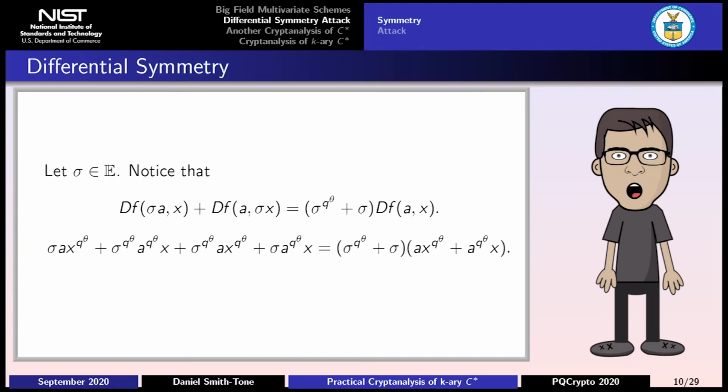The Cstar monomial is special in that its differential satisfies this symmetric relation with respect to elements of the extension field. We can see that the symmetric product of sigma with the inputs of the differential can be factored out. Since multiplication by elements of E is a linear action with respect to the small field, this multiplicative differential symmetry over the extension field translates directly into a linear differential symmetry over the small field.